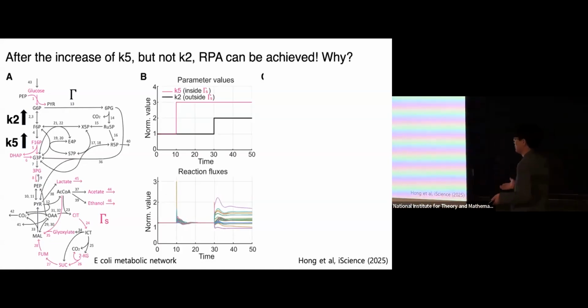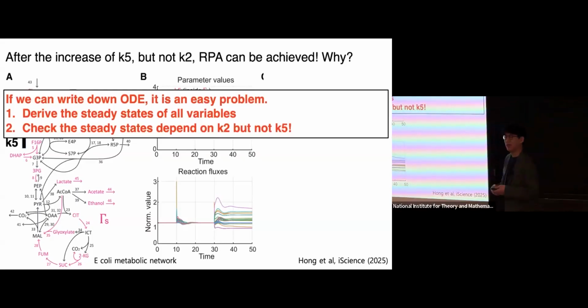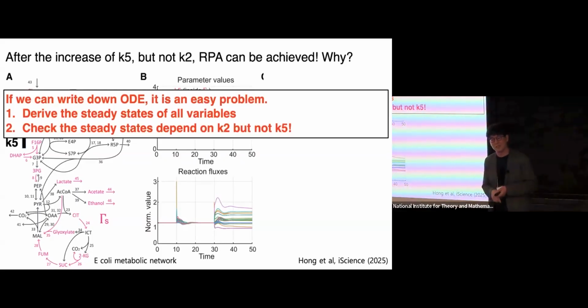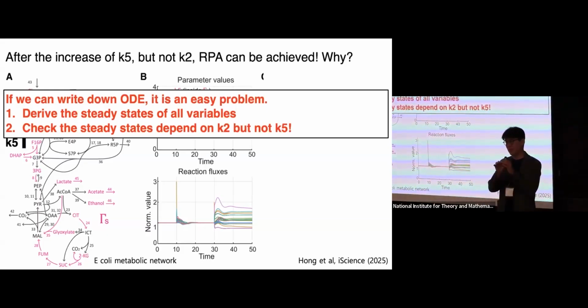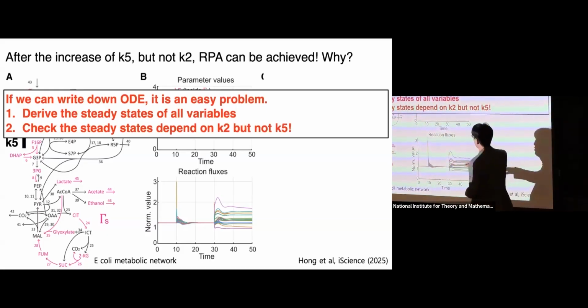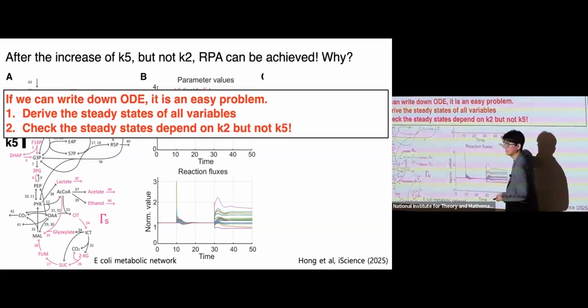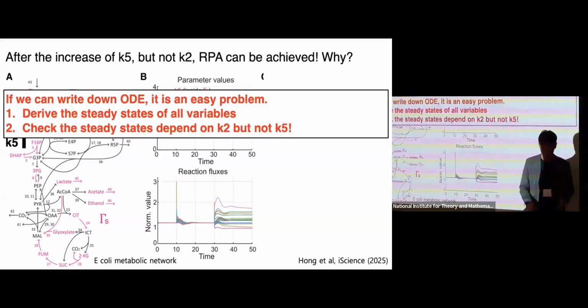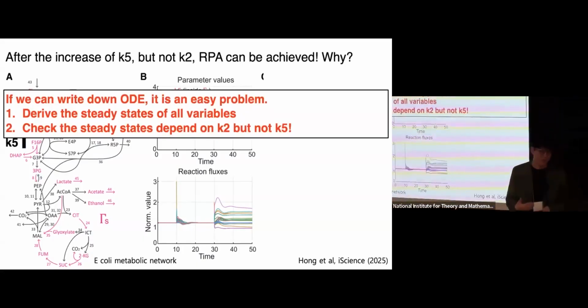Then what is the difference between K2 and K5? If we write down the ODE, it's a very easy undergraduate problem. If we can write down the ODE model, we can derive the steady state. We just need to check that the steady state depends on K2, but not K5. So it's a first year undergraduate math problem if we can write down the ODE.